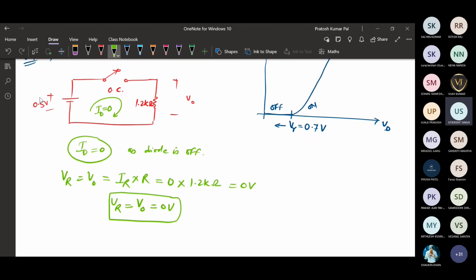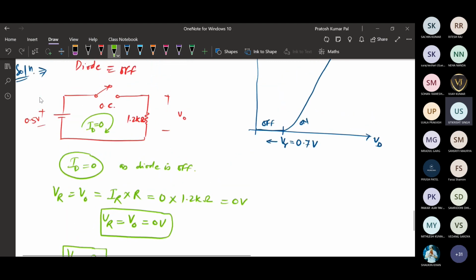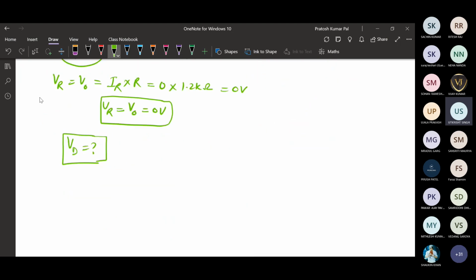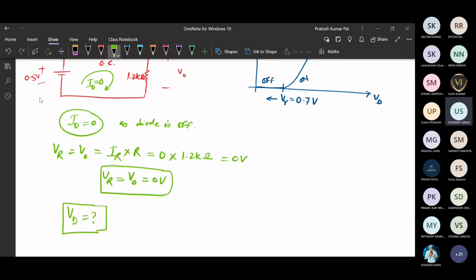So this will be the voltage drop across the resistor. If the voltage drop across the resistor is 0 volt, what will be the voltage drop across the diode? To find out the voltage drop across the diode, here this is positive and this is negative, this is the voltage drop across the diode. We will apply the KVL to the network. So for each component we have the sign. Once we write the KVL, we are exiting this component at the positive terminal, so this will come out to be 0.5.